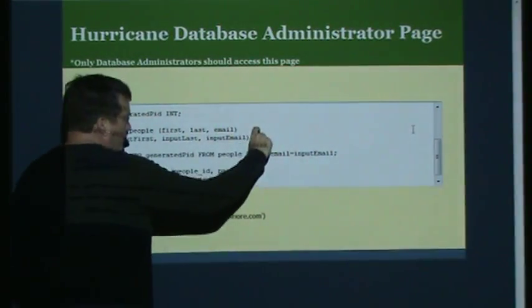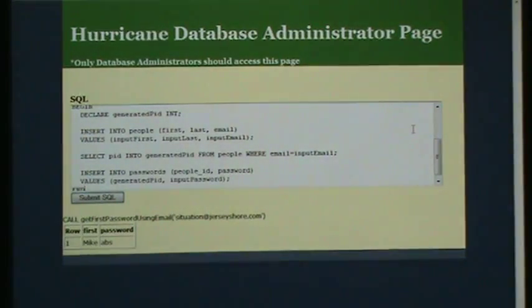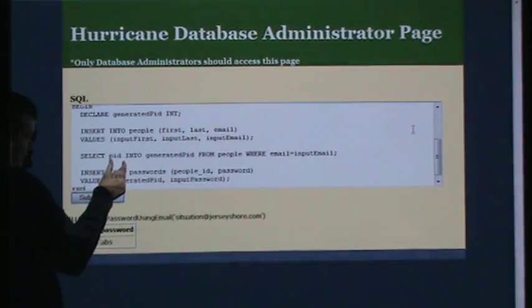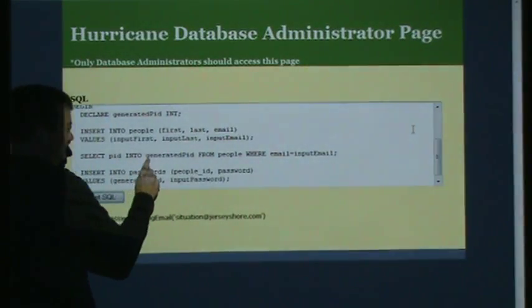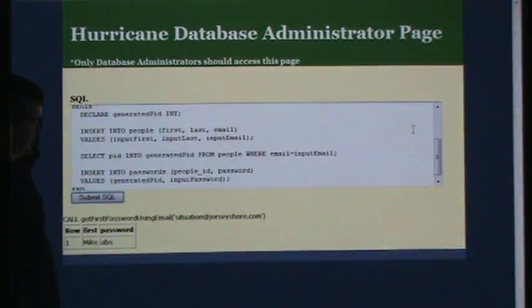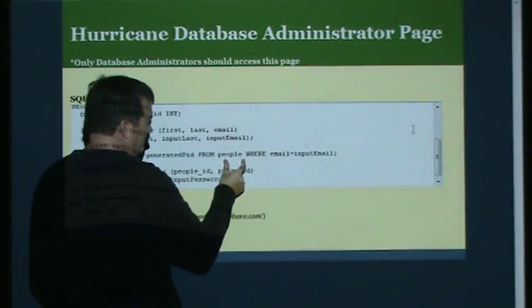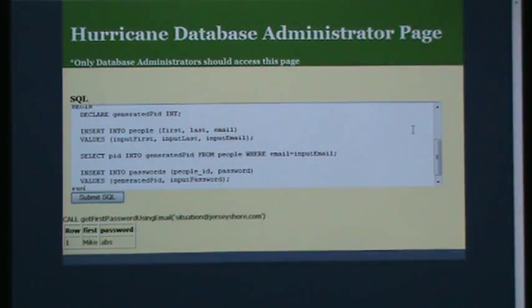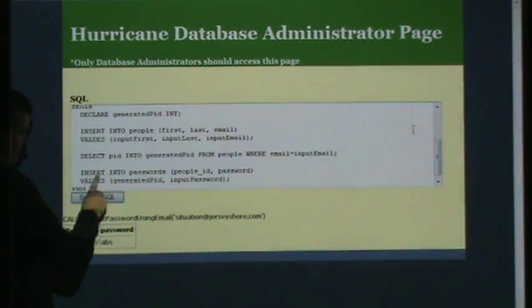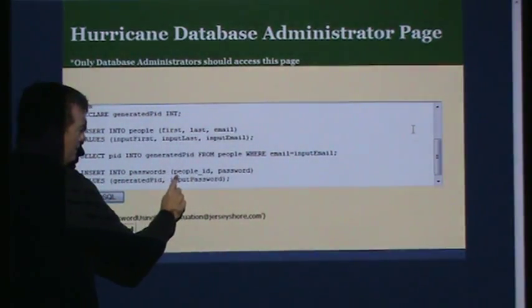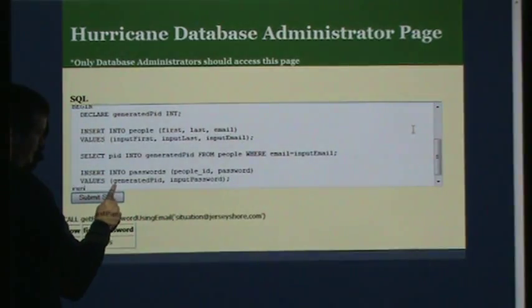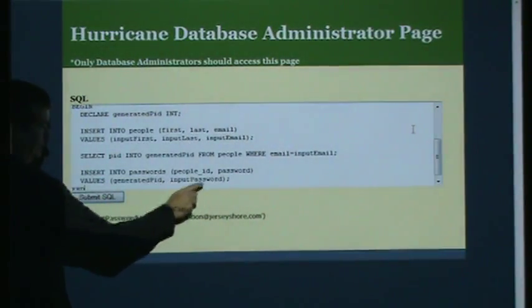What this will then do is cause a row to be created in that table, and then a number to be generated. I now want to read the number that was generated, so I'm going to select the PID. I'm going to take its value and put it into the field called generated PID, which is the storage we created up here. And I'm going to get my data from people where the email equals whatever email just came in. And then I'm going to take that number, the generated PID, and I'm going to insert into the password table, into the people ID field and the password field. I'm going to insert the generated PID and the input password.